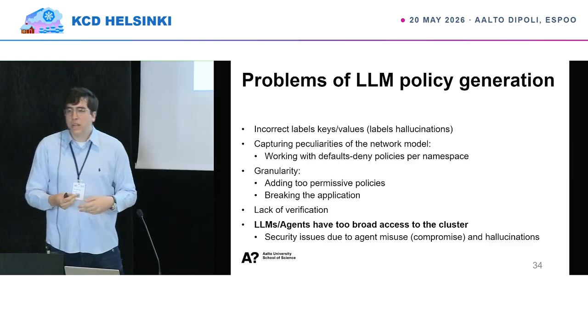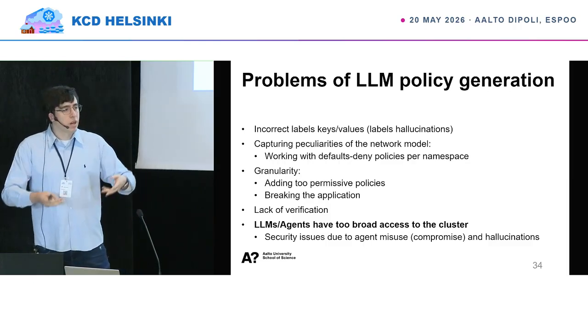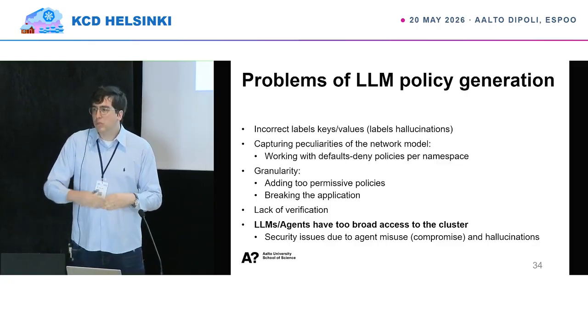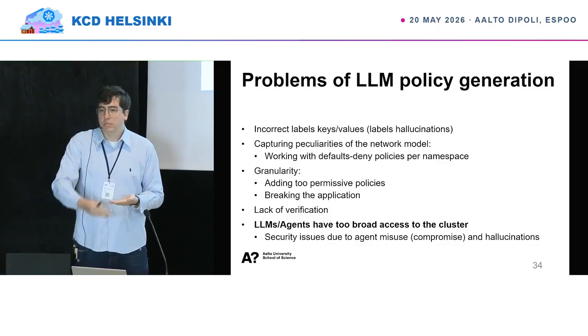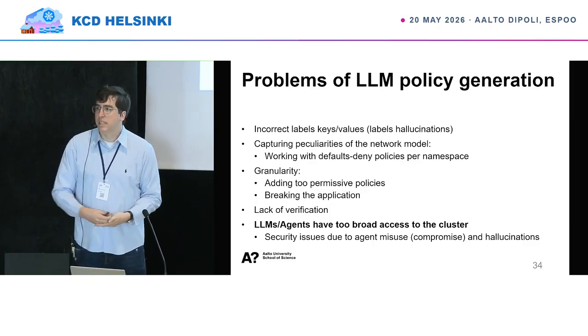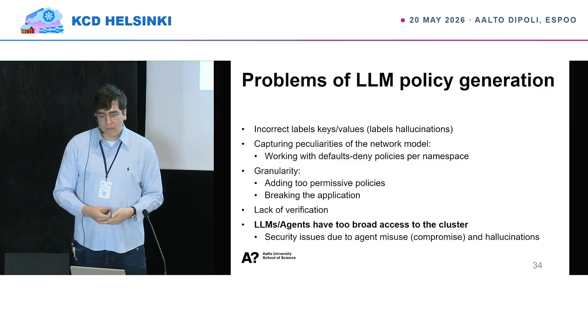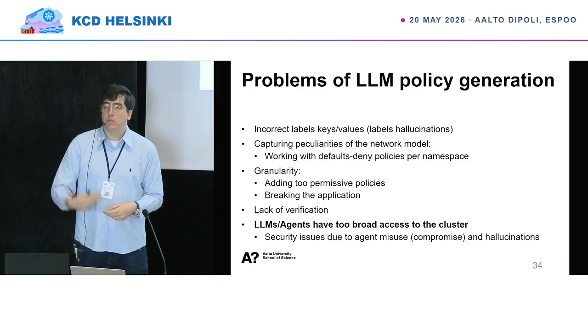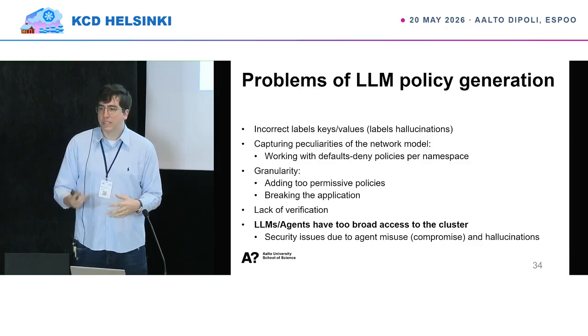There is also a problem of granularity. When we approach this problem, we already learned a lot of lessons from our previous research, and we know that you don't want too permissive policies, but also you don't want to be too strict and break the application. And of course, asking the LLM to do that is quite difficult. And then the lack of verification. When we're thinking about a pipeline that uses an LLM, of course, you want to check and verify the results and have a more programmatic way of understanding if the solution that the LLM offered is enough or not.